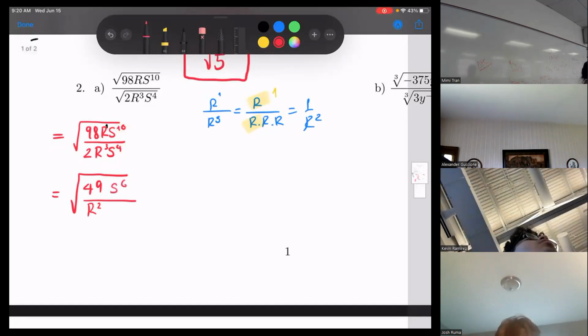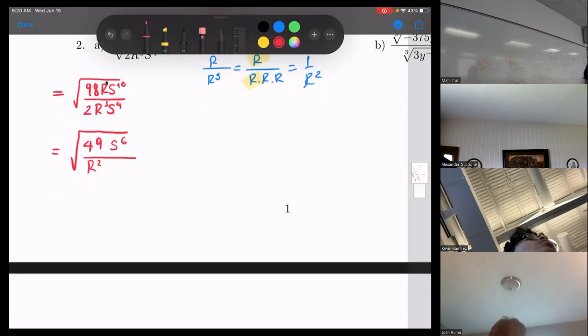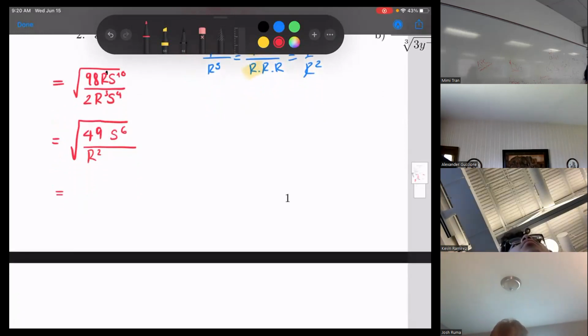Good, very good. S to the 6 on the top, right? See, you simplify a lot. Okay, now we simplify term by term. What's the square root of 49? If you wanted to, you don't have to write this step, but you can break it apart like this.